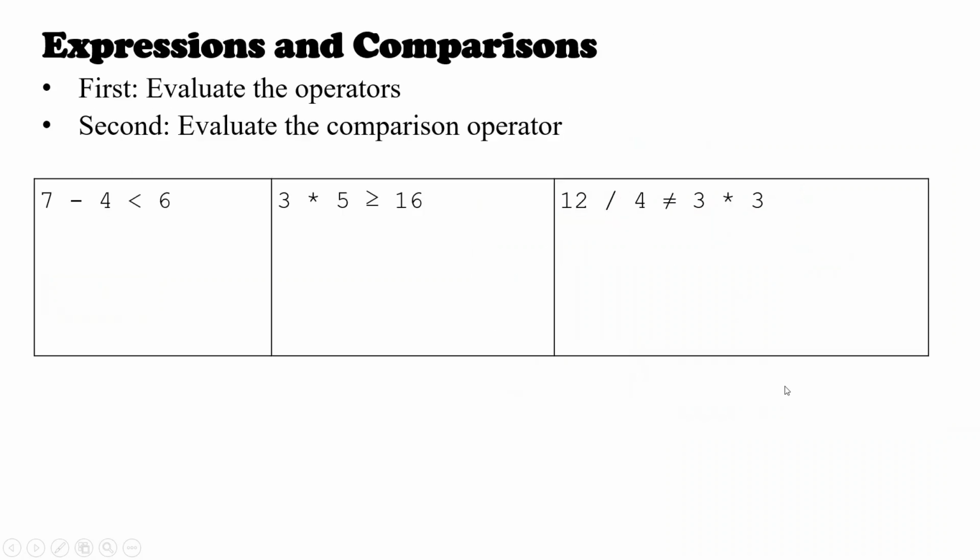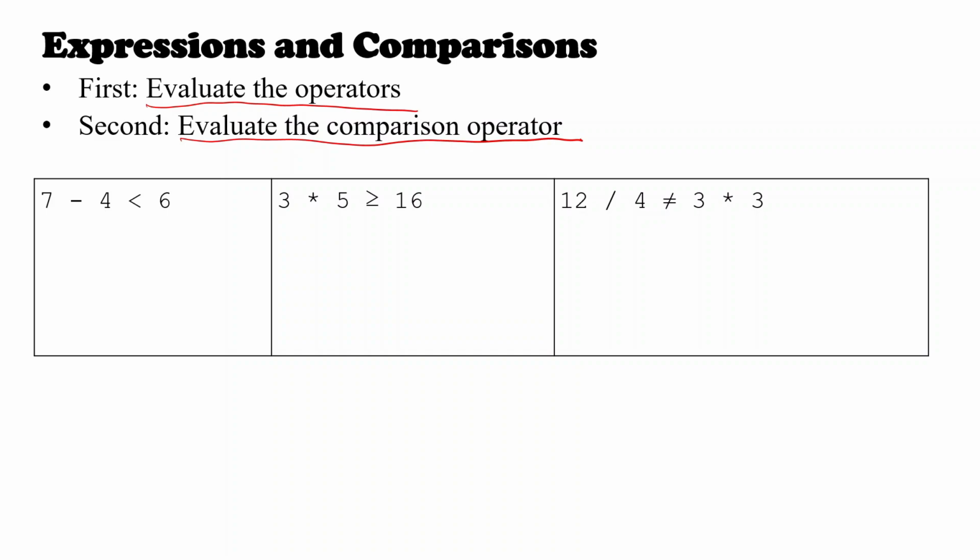Now, comparison operators can also be included with expressions, mathematical expressions. And we don't get too crazy on the CSP exam, but when you have a mixture of operators and comparison operators, so operators being like plus, minus, multiply, divide, when you have a mixture of them, you always evaluate the operators first. So you always do the math first, and you always evaluate the comparison operator last.